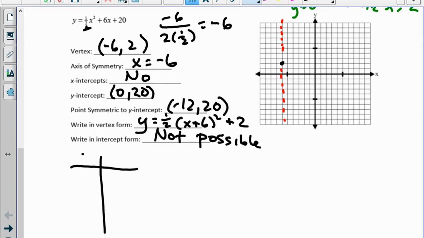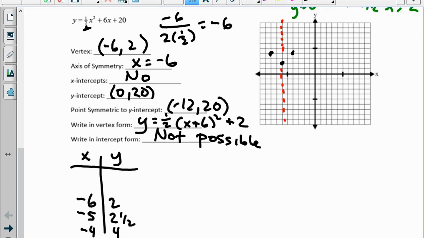Really quick, let's make a couple points in order to do this. So -6, 2. If we go over 1, we're going to go up 1/2. Notice the 1/2 in front. So this is going to be at 2 1/2, or 5/2. If I go over 2, I'm going to go up 2, because normally over 2, up 4, but I'm multiplying it by 1/2. These are supposed to be at halves, but it's really hard to do that on the smartboard. So just pretend like I put points there. And then over 2, up 2.